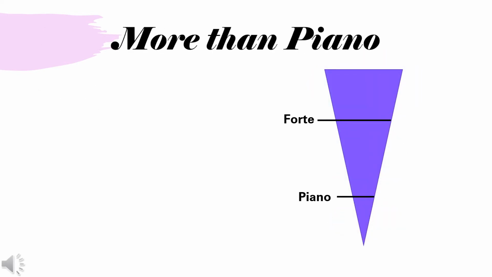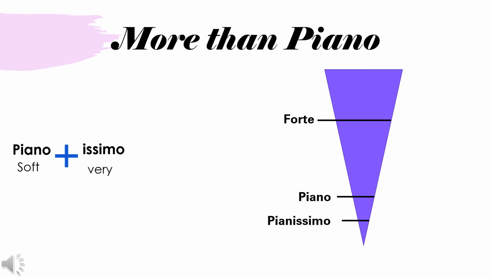So we already know piano, and if we look at our dynamics meter, we can see that there is some space below it. Let's call this dynamic pianissimo. What is pianissimo? Well, let's break down that word. The root word is piano, and we know piano means soft. And then we add issimo, which means very in Italian. That gives us pianissimo, which altogether means very soft.